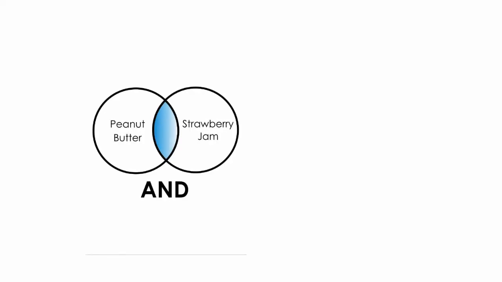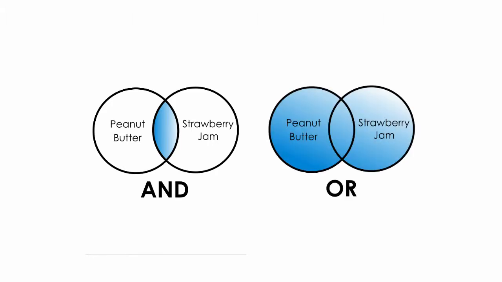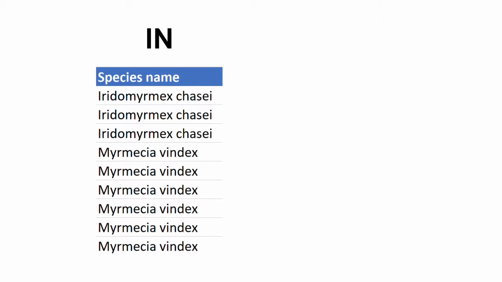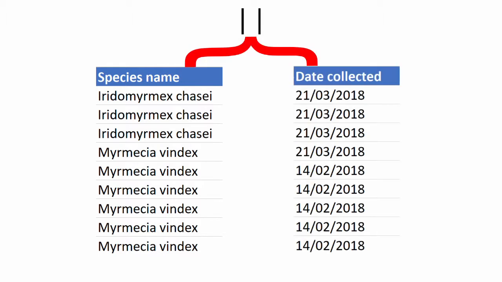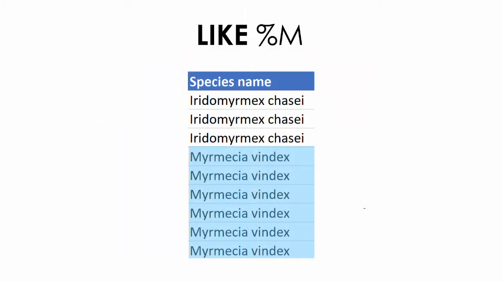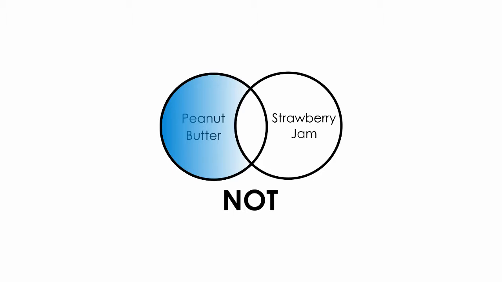The more common ones for text fields are AND, which selects one type and another type, OR, which selects one type or another type. We use IN for a list of values. This one concatenates string data. Like selects types based on string structure and wildcards, and Not selects everything except a type.